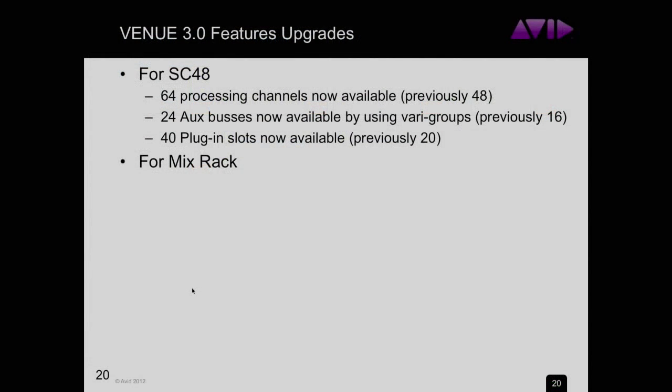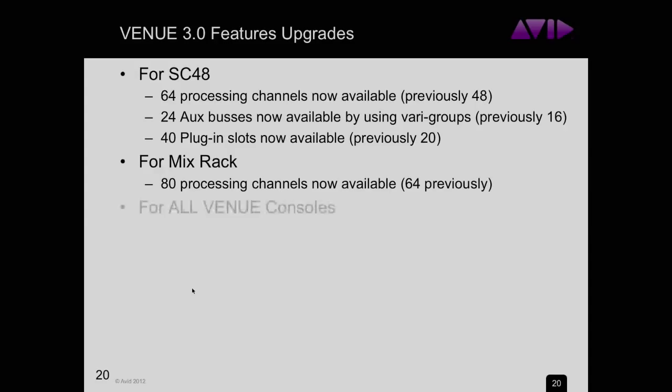For MixRack, this is another one of those advantages that comes now with the new software. For Venue 3.0, we're actually going to up its processing count to 80 channels. It was previously at 64, but we're going to move it up to 80 channels to give guys more capability to use those input faders for things other than mic pre's. Okay? All right, let's get on down to some of the benefits that are going to come in Venue 3.0 to all of the consoles. This affects the entire line once they move up to 3.0.